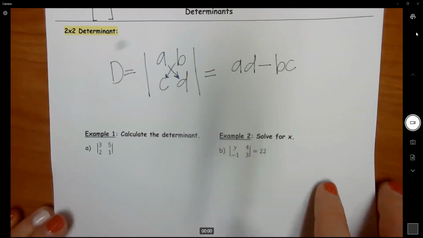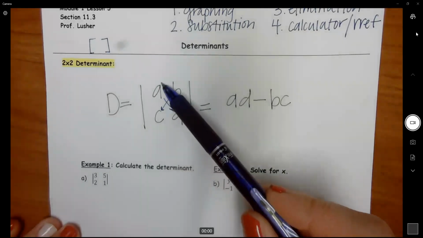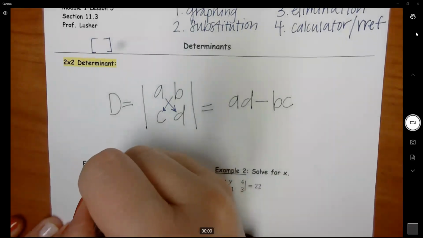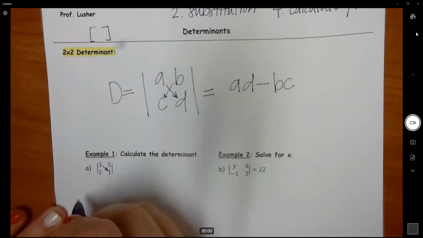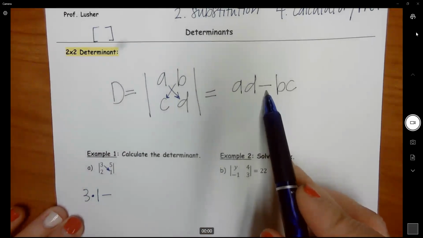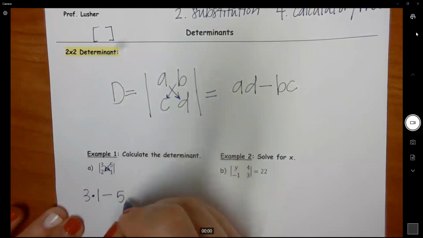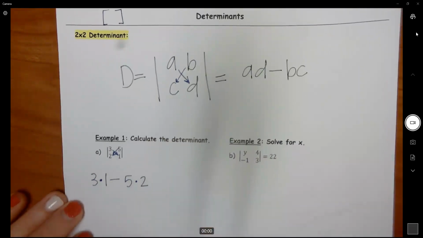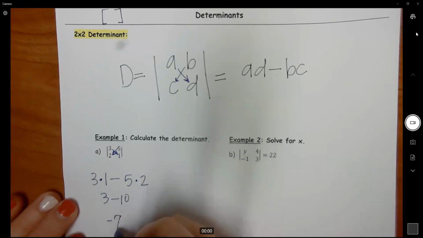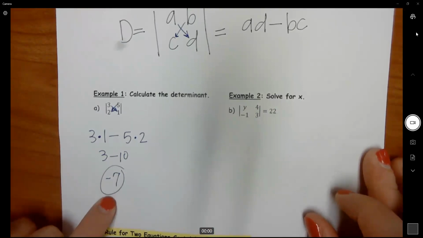So in our first example, we're calculating the determinant. It does matter how you cross multiply. You have to start in this top left corner. So here we'll go A times D, which is 3 times 1. Subtract, because that's what our formula says. And then B times C, which is 5 times 2. And then just solve. So we'll have 3 minus 10. So the determinant here is -7. Determinants are going to have a 1 number answer.